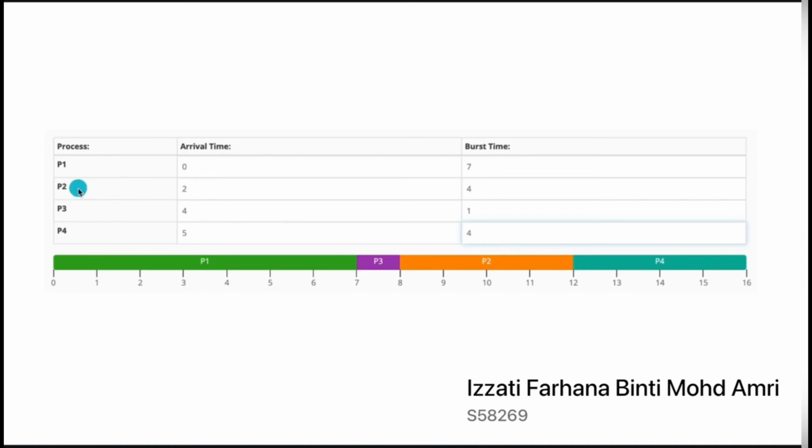Then in the ready queue, there are process 2 and process 4. As process 2 and process 4 have the same burst time, we need to apply FCFS, first come first serve. The next process to execute is process 2, which comes before process 4. So process 2 will end at 12 milliseconds. Lastly, process 4 will end at 16 milliseconds. The total of this whole Gantt chart should be equal to the total burst time. So this is 16 and this also must be 16.